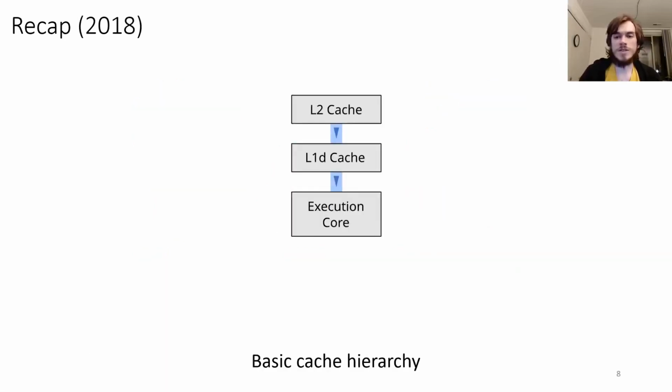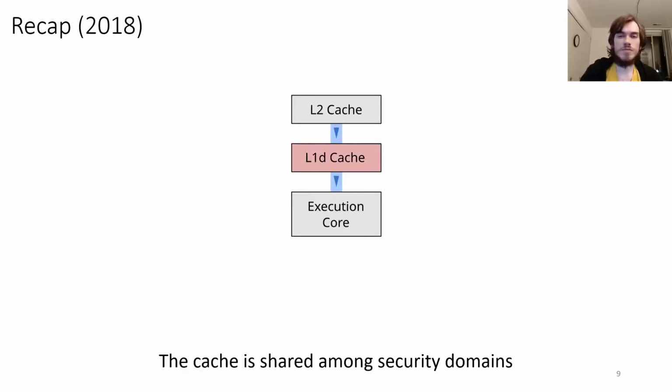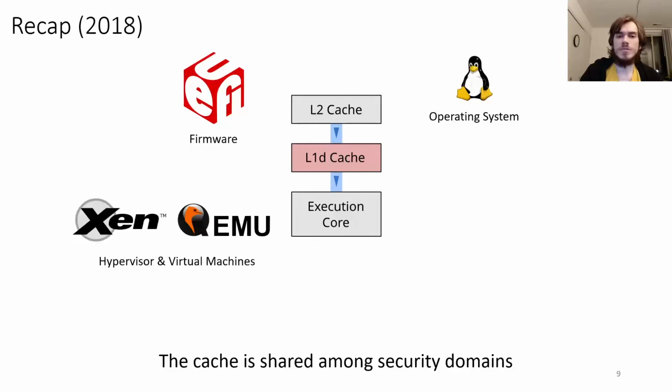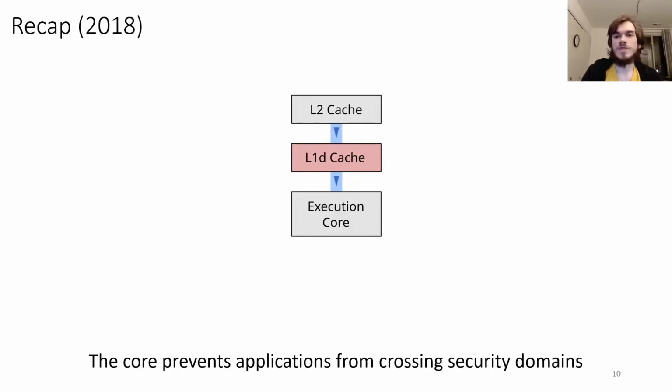So let's take our basic cache hierarchy again and introduce an execution core. One important property to talk about is that the cache is shared among security domains. So if we have a Linux operating system or UEFI firmware, maybe a hypervisor and virtual machines, all of these share a level 1D cache. And to properly isolate those applications from each other, the core will prevent applications from crossing security domains.